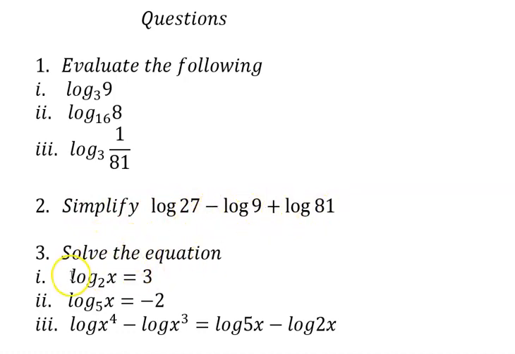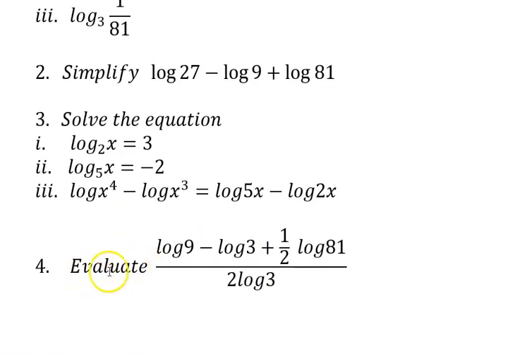While the third question says we should solve this equation: log x to base 2 equals 3. The second one, log x to base 5 equals minus 2. The third one, log x raised to power 4 minus log x raised to power 3 equals log 5x minus log 2x. While the fourth question says we should evaluate (log 9 minus log 3 plus 1 over 2 log 81) all over 2 log 3.